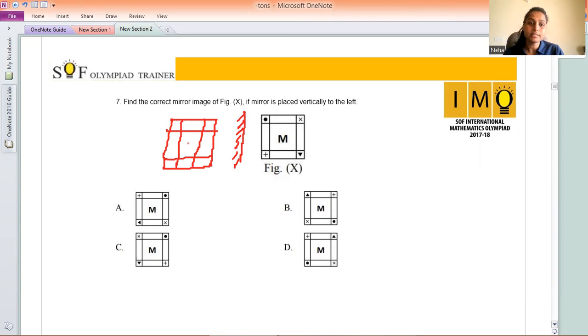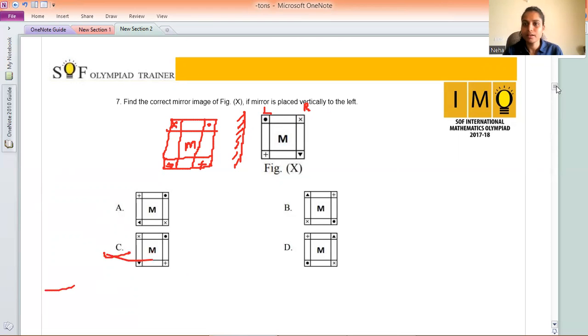So M is in the center. So M will remain here. And as I can see, this is your left side and this is your right side. So in mirror image, left side becomes right side and right side becomes left side. So if the dot is here, then in this image, dot will be here and plus sign will be here and multiply will be here and this triangle will be at this position. So as I can see, option number C is the correct match. So option number C is your correct answer, students.